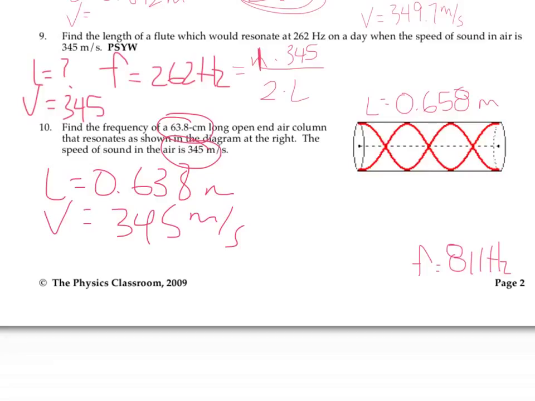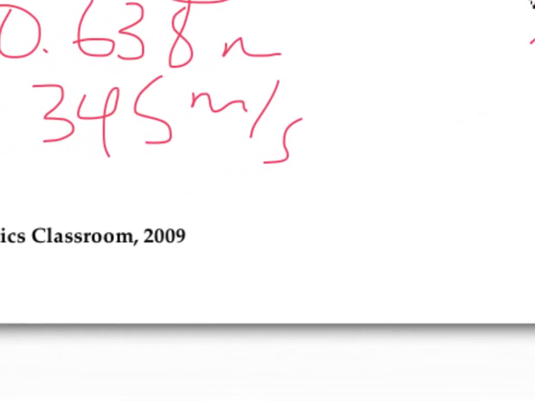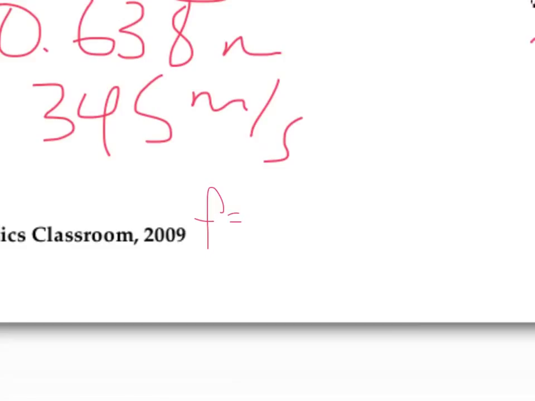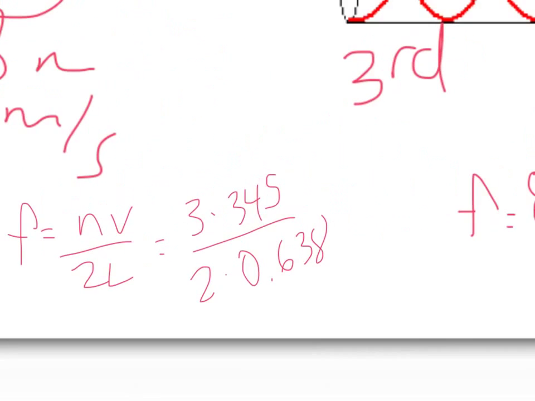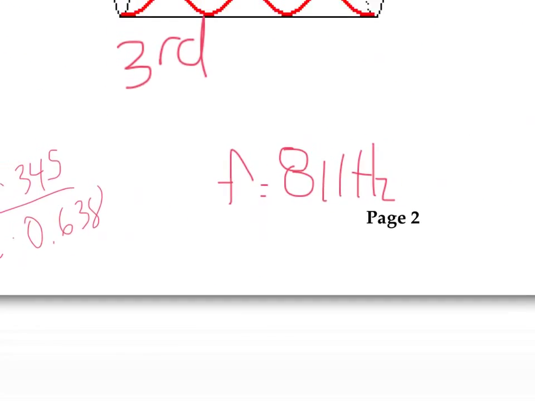That means we're dealing with the third harmonic, which means when we get into our equation that says the frequency is nv over 2L, this is the first example on this page where n is not going to be 1. It's going to be 3 to represent the fact that we have a third harmonic here. So the frequency is equal to 3 times the velocity, 345, divided by 2 times the length, 0.638. No algebra here, just crunch out those numbers and hopefully you'll get something like 811 hertz for that one.